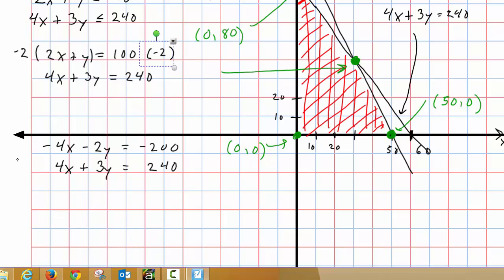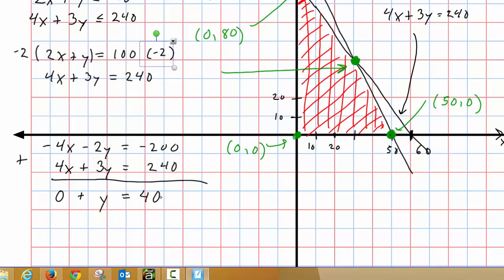And now we can think of adding these equations. The way we add them is we add every term on the left side and we add everything on the right side. So we get negative 4x plus 4x, 0. We get negative 2y plus 3y, that's a positive y. And on the right side, we have negative 200 plus 240, and so there's just a 40.